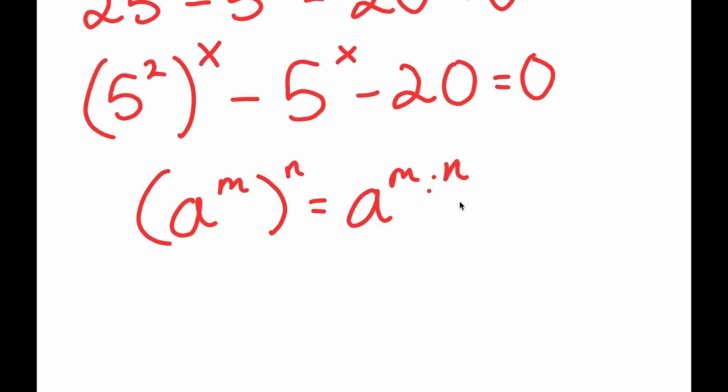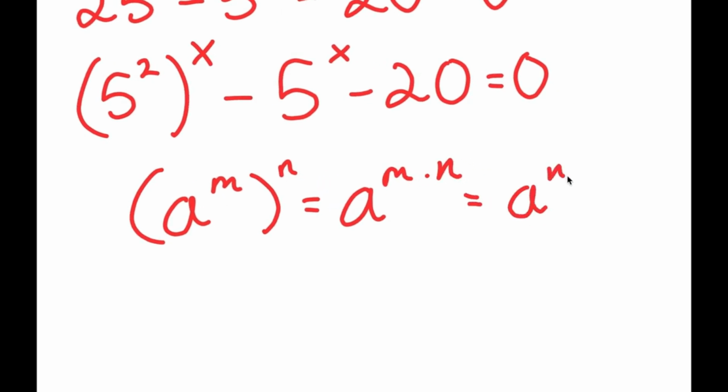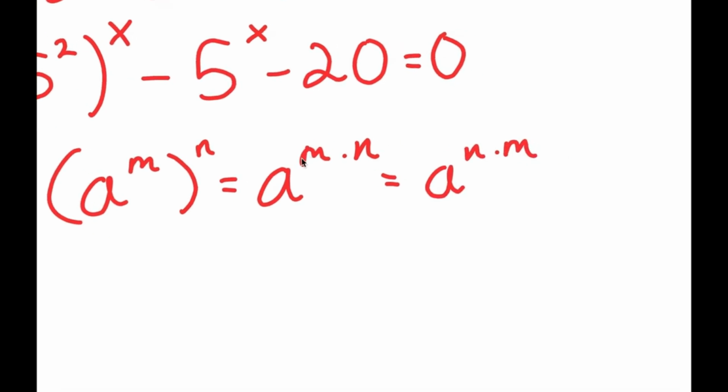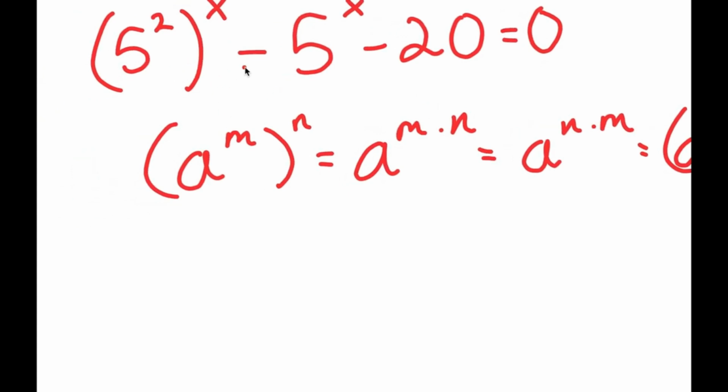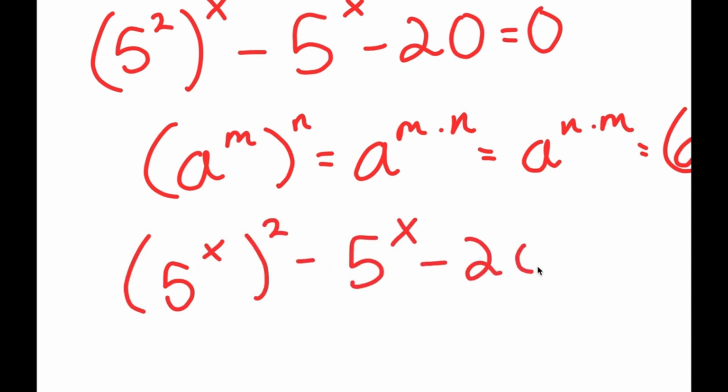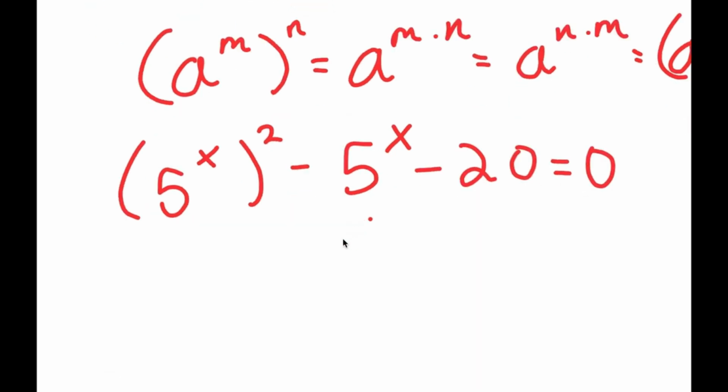And a to the power of m times n, I can rewrite as a to the power of n times m. So if a to the power of m times n is equal to a to the power of m to the power of n, then a to the power of n times m should equal a to the power of n to the power of m. So 5 to the power of 2 to the power of x is going to equal 5 to the power of x to the power of 2. Now I have this minus 5 to the power of x minus 20 is equal to 0.